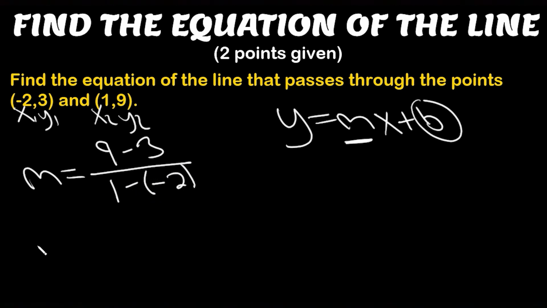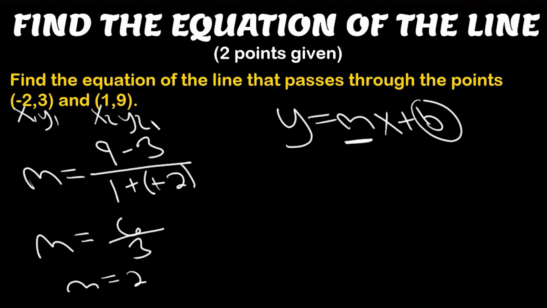And we're simply going to do this out now. So I'm going to do 9 minus 3, and I'm going to get 6. These two negatives make a positive. It's 1 plus 2. That will give me 3. So my slope here is going to be 2, okay? Now, all I have to do is plug it into slope-intercept form, solve for b, and I'm good.